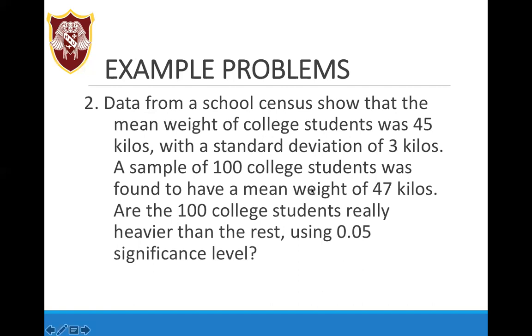So take note here that the data is from a school census. So in statistics, census implies population. Okay, so the data actually came from a population. So this one is a parameter. So data that we obtain from a population are called parameters. So this means that the mean weight of 45 kilos is a population mean. And the standard deviation of 3 kilos is a population standard deviation.